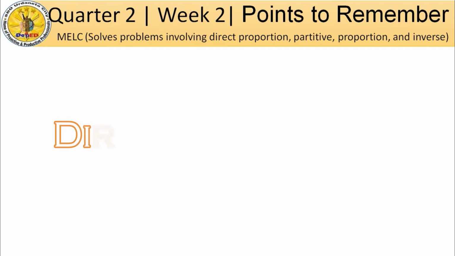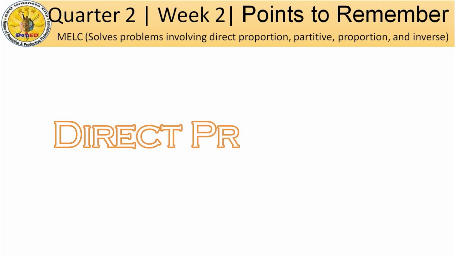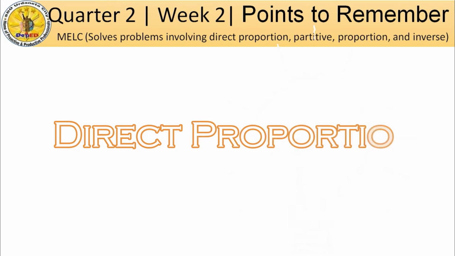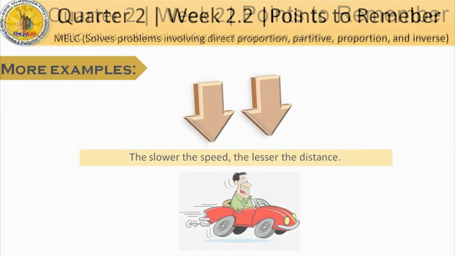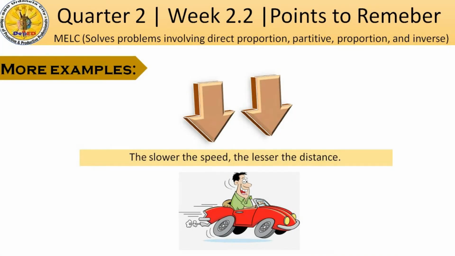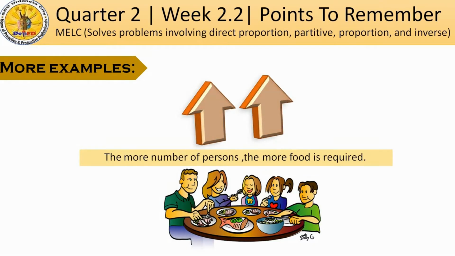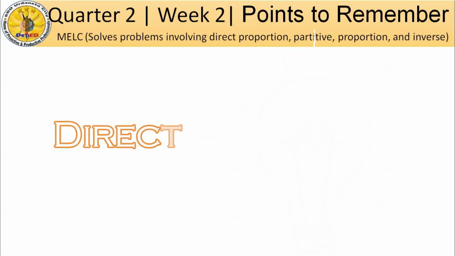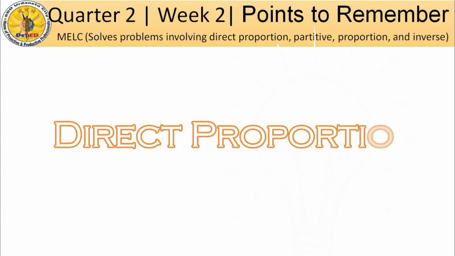Next are other examples for you to understand well what direct proportion is. I hope that through these examples, you can distinguish well what direct proportion is. Other examples: the slower the speed, the lesser the distance. The more persons, the more food is required. Here is another example for you to understand well what direct proportion is.